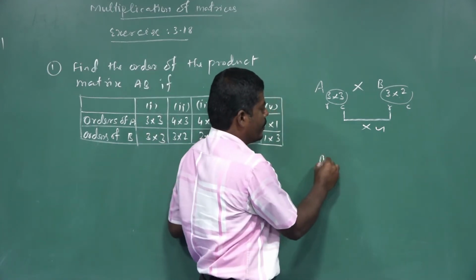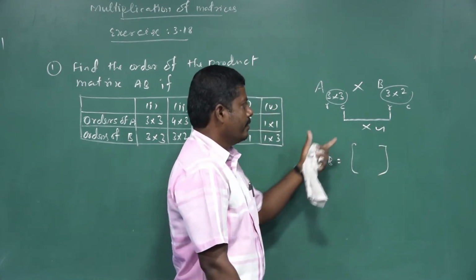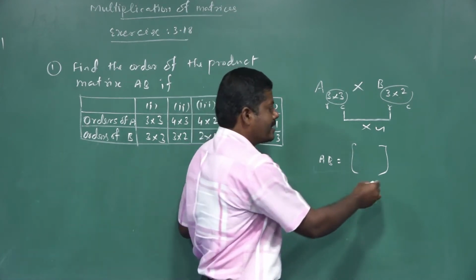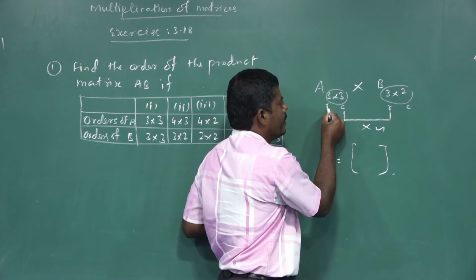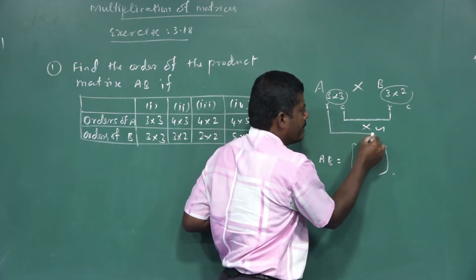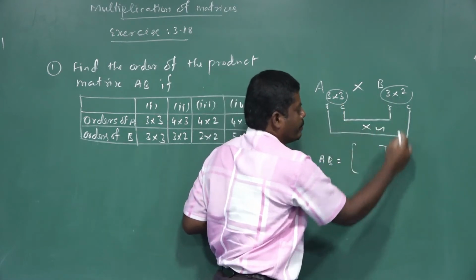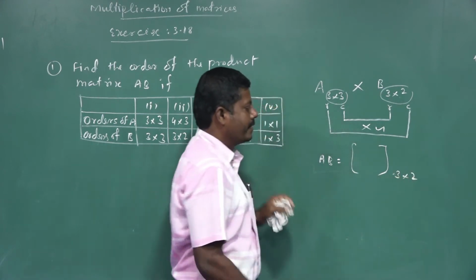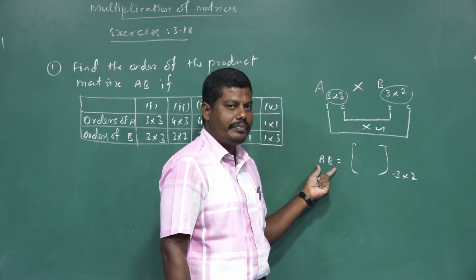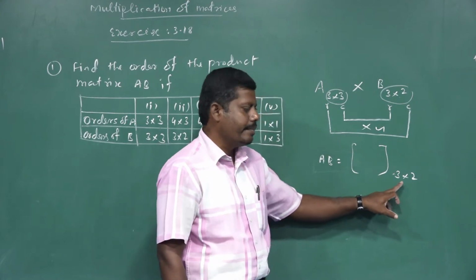We get one result matrix, the product AB. We multiply these two matrices, and one result matrix we will get. The order of this result matrix must be the number of rows in the first matrix and the number of columns in the second matrix. That means 3 by 2. Our result matrix, the product AB, will be of order 3 by 2.